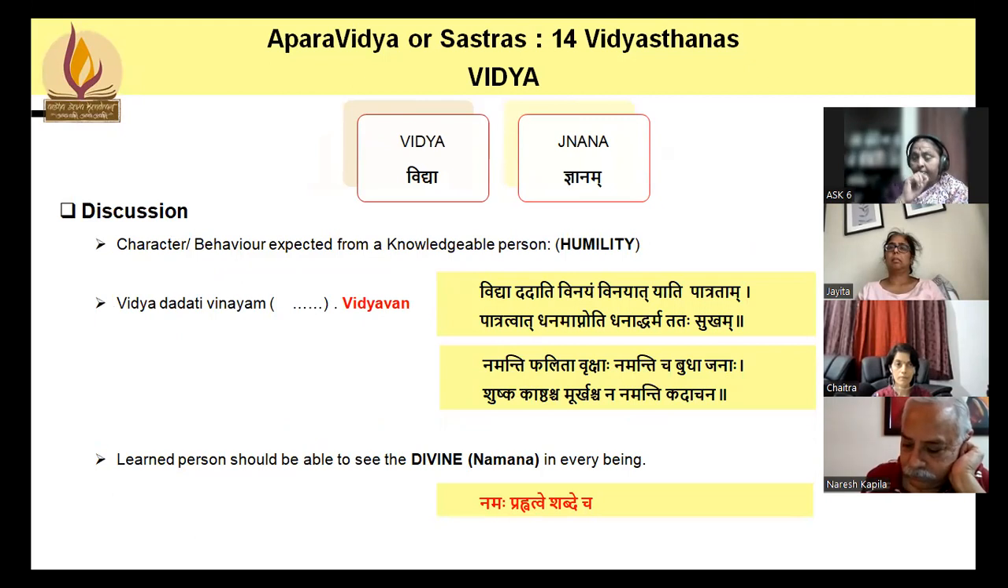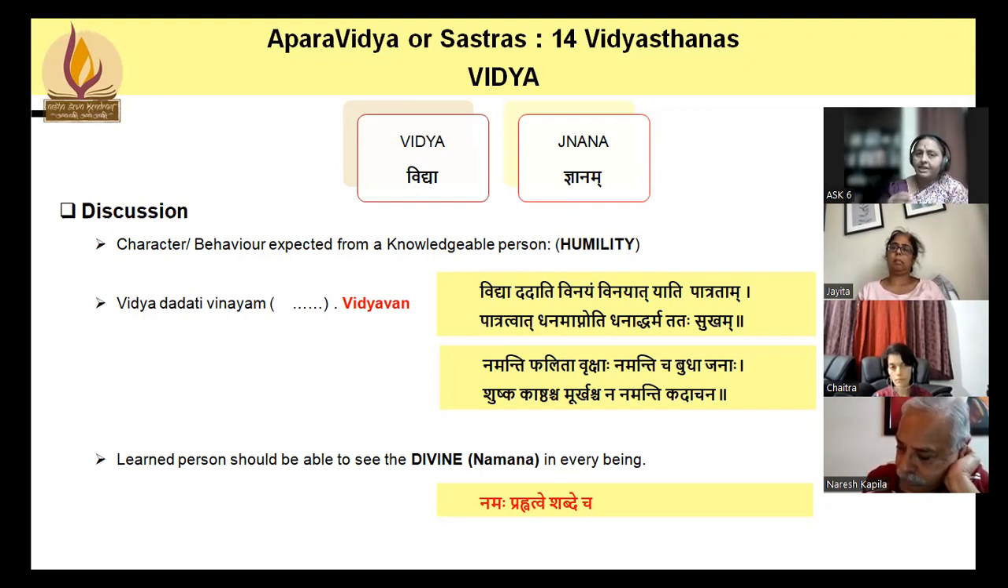There is this Namaha Prahvatve Shabde Cha. This is a dhatu given to us by Panini Maharshi. It means salute, show gratitude, or bow down, and many other meanings. Okay. Now, along with gratitude, we must have this humility.